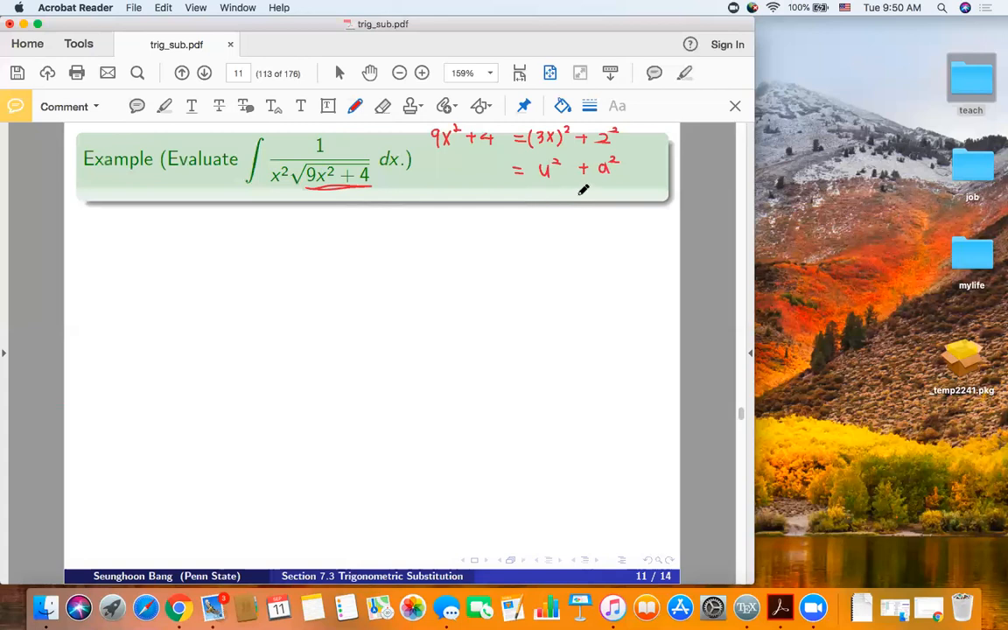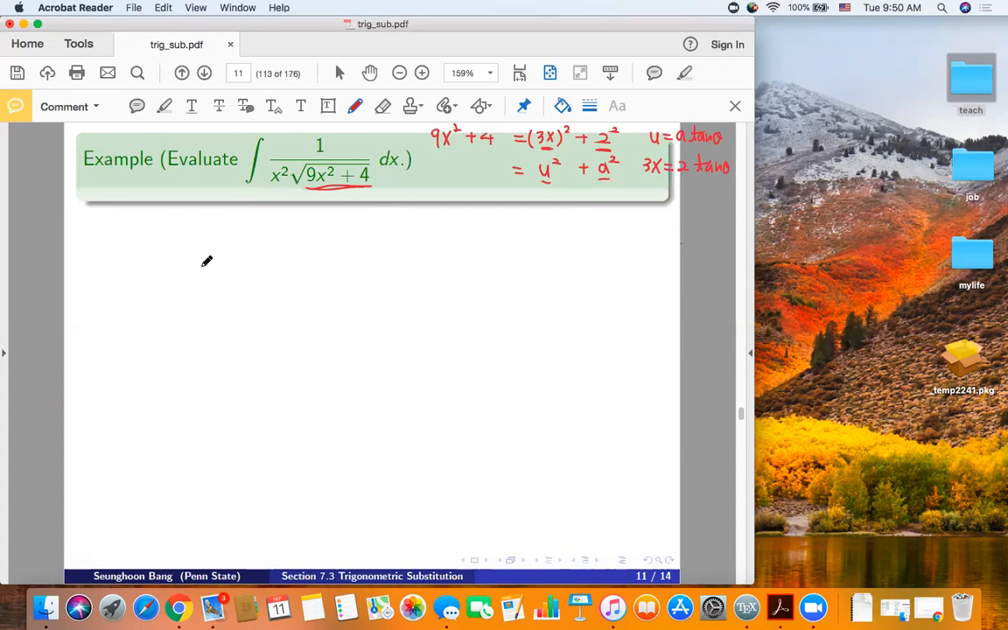Sine function, tangent function, secant function? Yes, we can use the tan function. What's u? u equals a times tangent theta. So u is 3x, and a equals 2 here. So 3x equals 2 tangent theta. This is the whole idea. So we have 3x equals 2 tan theta.